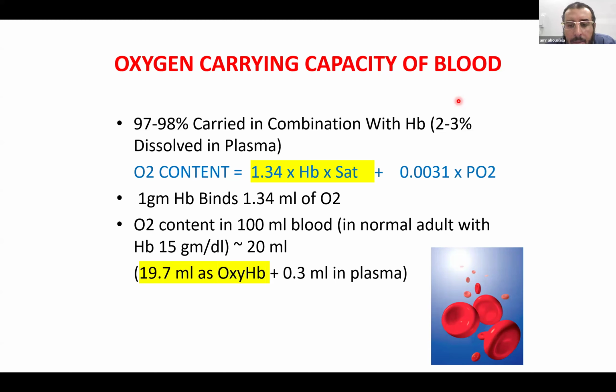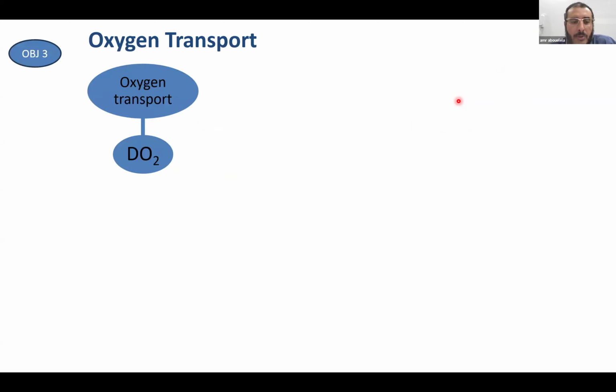So again, as I told you, it's 1/5 of the volume. 100 ml of blood is containing 20 ml of oxygen based on normal physiological data, which is hemoglobin of 15 and oxygen saturation approaching 100%. So from this slide, we can understand now that the oxygen content is dependent on how much hemoglobin and how much oxygen saturation. And of course, the oxygen content is not the only equation. It's only part of the equation.